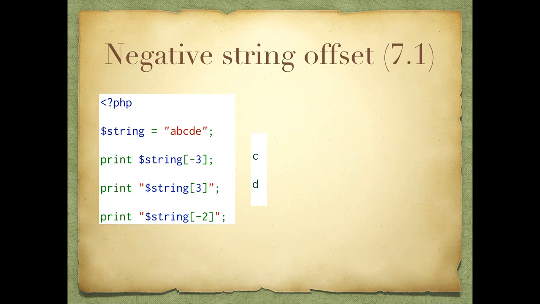The thing is, this is still not compatible, and I have to bug Davey again. This is not compatible with this one, okay? We cannot use negative numbers inside the string.